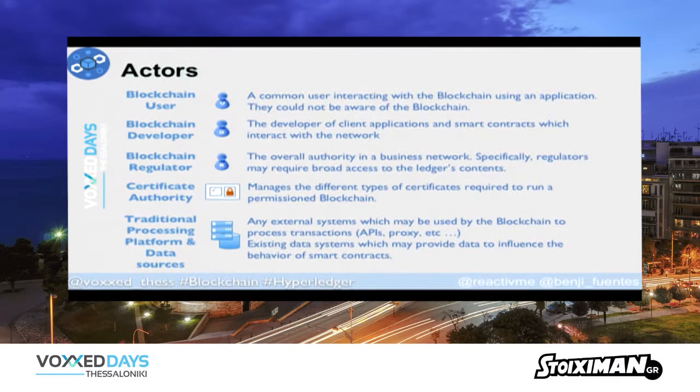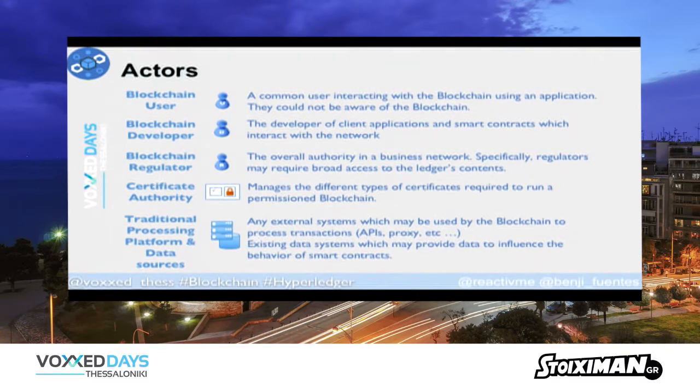So here are the actors that are involved in a blockchain project. You have the blockchain user, that in fact is an application user, a lambda user that you are used to. So you can use an application without knowing that behind it there is a blockchain or not. You have the blockchain developer. He's responsible for two things: writing the smart contract, so this is the application that is embedded inside of a peer, and also writing the client application that is dealing with the smart contracts.